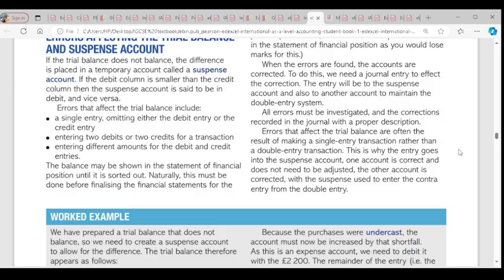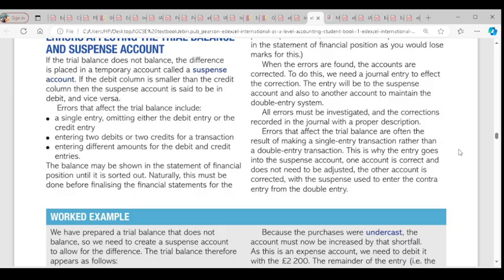The third one, entry of different amounts for the debit and credit entries. So your debit entry for a transaction was 50, and your credit entry was 5. That means the trial balance will not balance. That's an error of addition or subtraction. So the difference can be left in the statement of financial position, but students must not do it in the exams, as it will deduct marks from the exams.